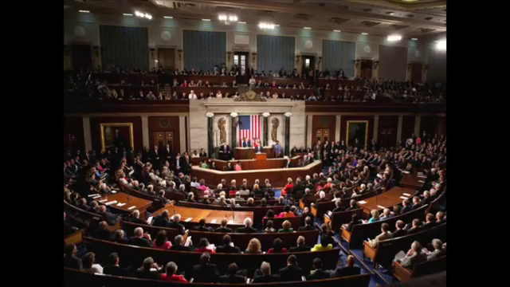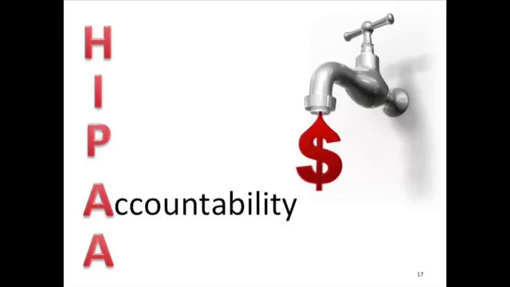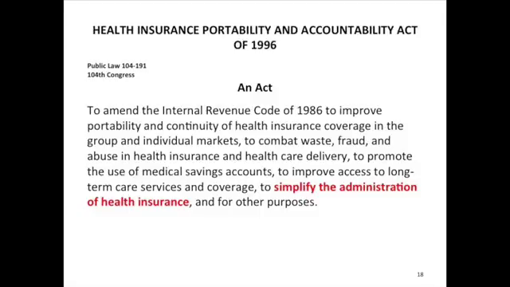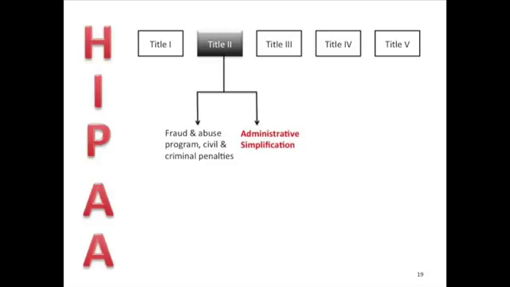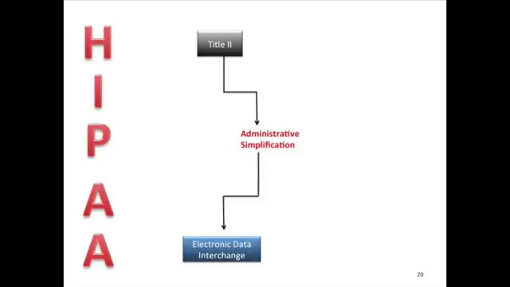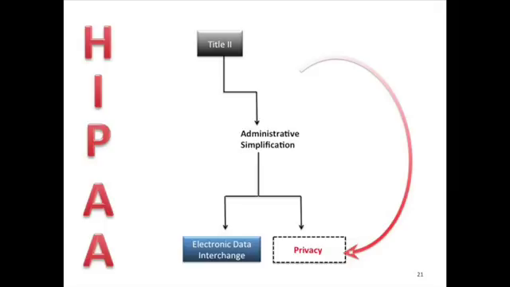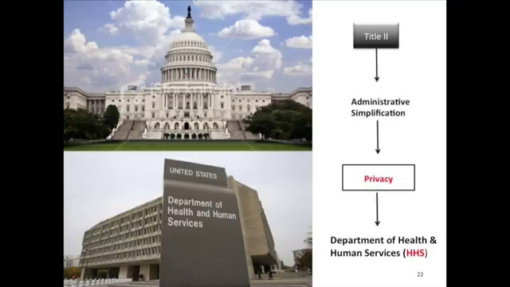Congress intended to improve health insurance through accountability rules and by simplifying the administration of health insurance. Simplification rules were provided in Title II. Title II established the electronic data interchange to make HIPAA transactions more efficient. The electronic data interchange needed privacy rules, but these didn't exist in 1996.